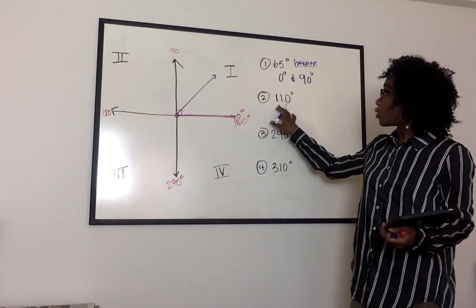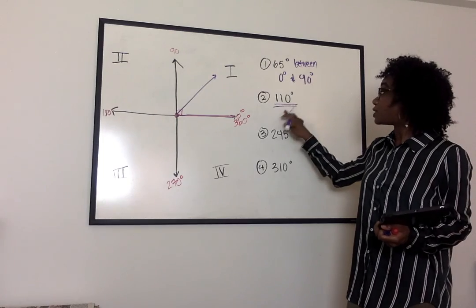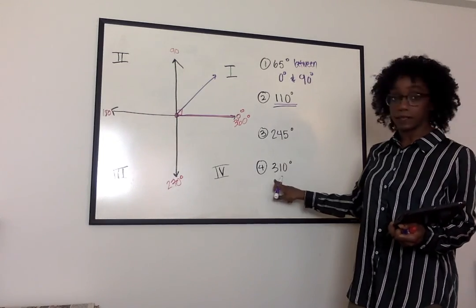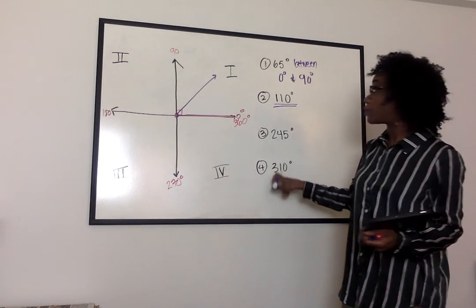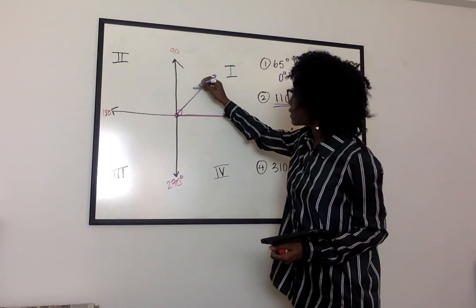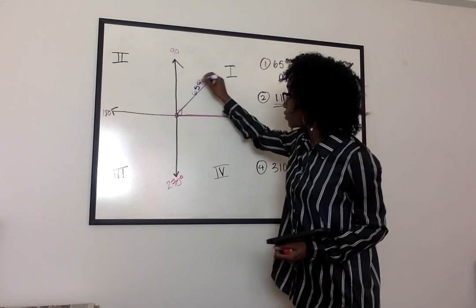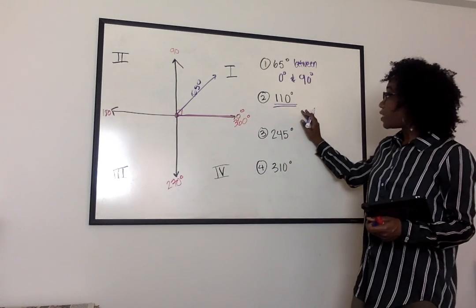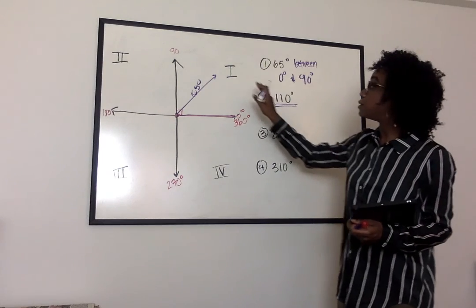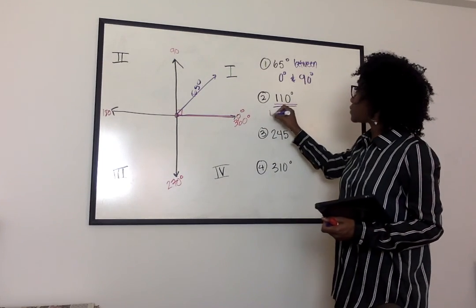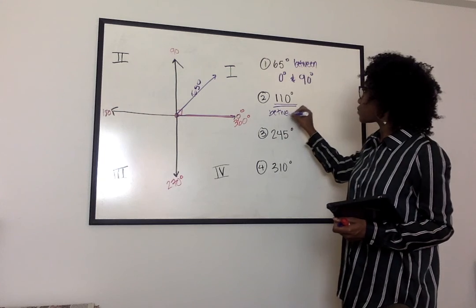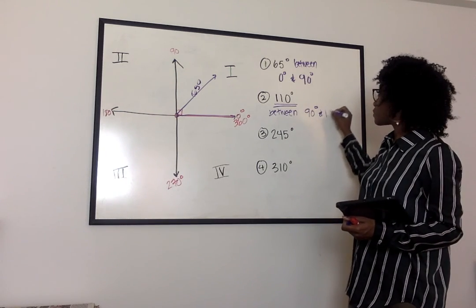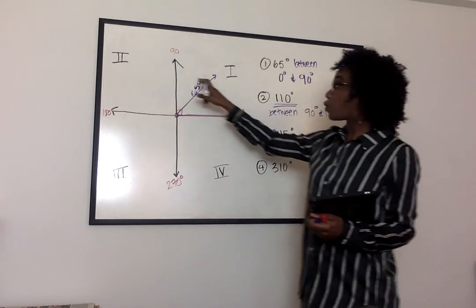So if we're looking at 110, I'm only going to do the first two, and I want you to do the last two for me, and make sure we label them. So let's label this one as our 65-degree angle, okay? 110 falls between which two numbers? Between 90 and 180, right? So that will be in quadrant 2.